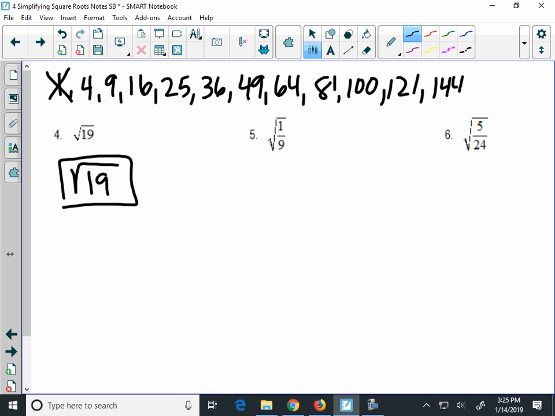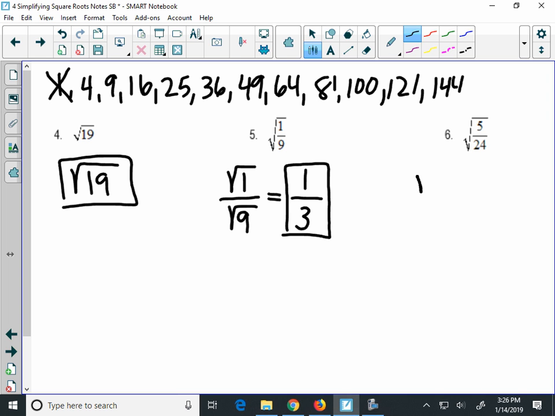Now don't let the fraction in the next one worry you. Just like the square root can break up over multiplication, a square root can break up over fractions. So I'm going to rewrite this as the square root of 1 over the square root of 9. Now we simplify each. The square root of 1 is just 1. The square root of 9 is 3. So 1/3 is the square root.